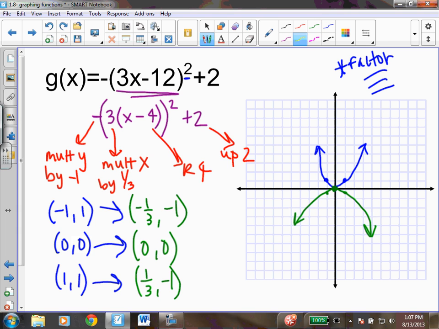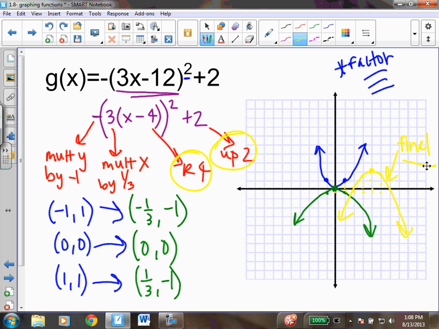Now I can do my shift to the right 4 and up 2. I'll start with my center because that'll help. To the right 4, 1, 2, 3, 4, and up 2. And to the right 4, and up 2. And so my final graph is here in yellow.